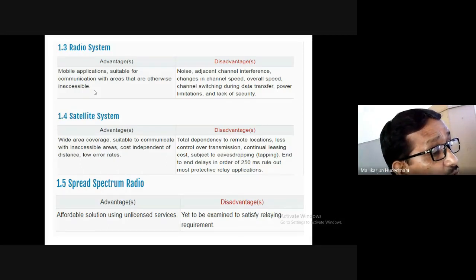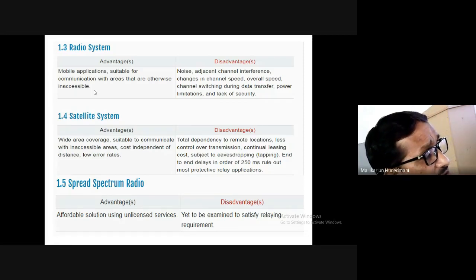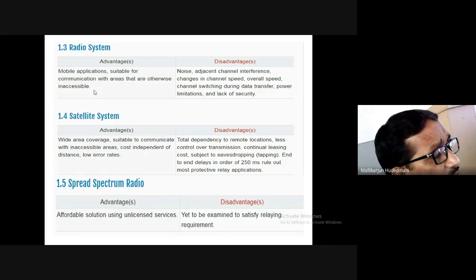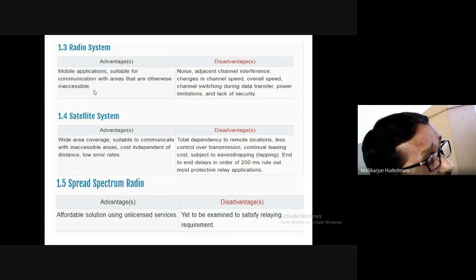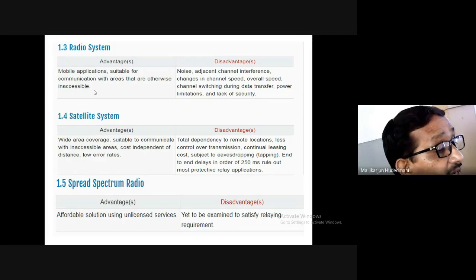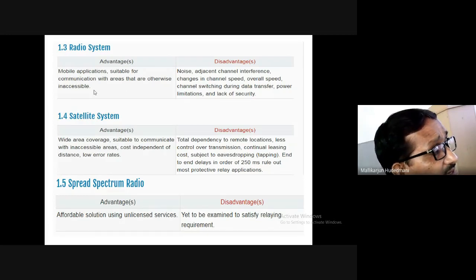Total dependency on remote location. But that's a disadvantage. I cannot simply use this highly costly setup at every location. It is usually limited to remote areas where even reaching the destination itself is complicated. That's how it is limited in that area, and there is less control over the transmission, because it is already a satellite communicating through the geosphere, and then there is continual leasing cost. So again it is the bandwidth which you are going to share for a particular transmission of this data and all.